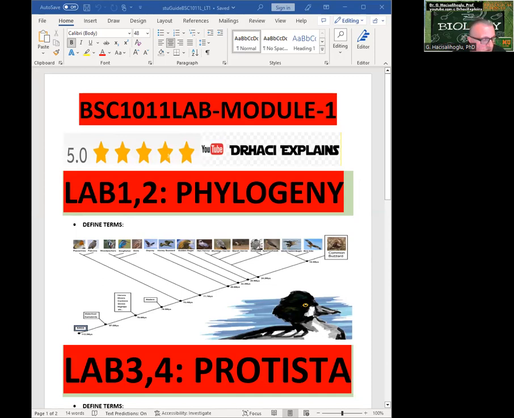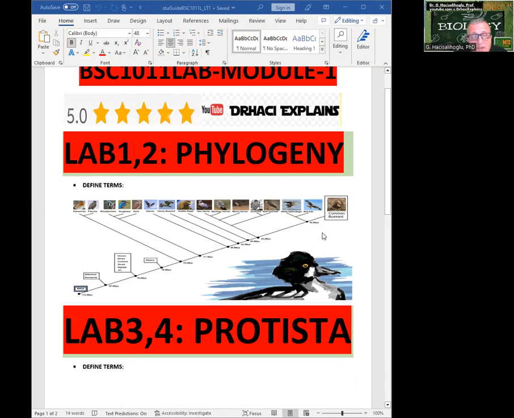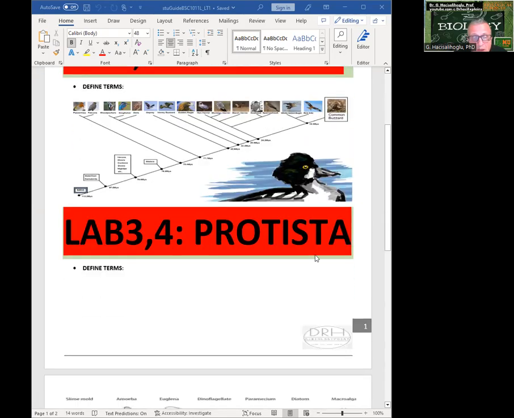Today's topic is BSC1011 Lab, Module 1. Module 1 includes 5 labs: lab number 1, 2, 3, 4, and 5. Lab 1 and 2 are about systematics, including phylogeny, where taxonomy plus phylogeny is systematics. Lab 3 and 4 are about the kingdom Protista, and lab 5 starts with Plantae, like Bryophytes.